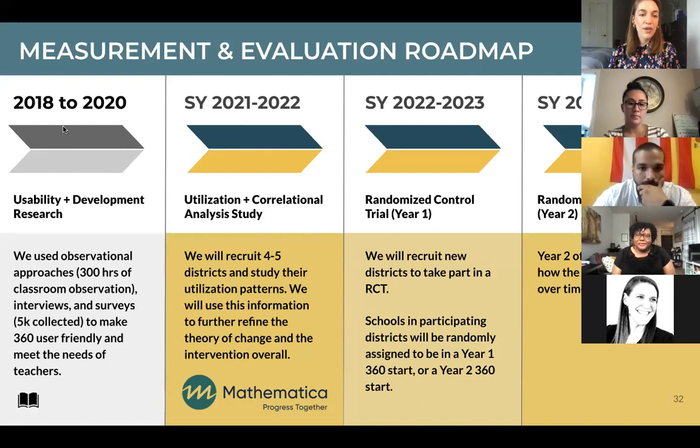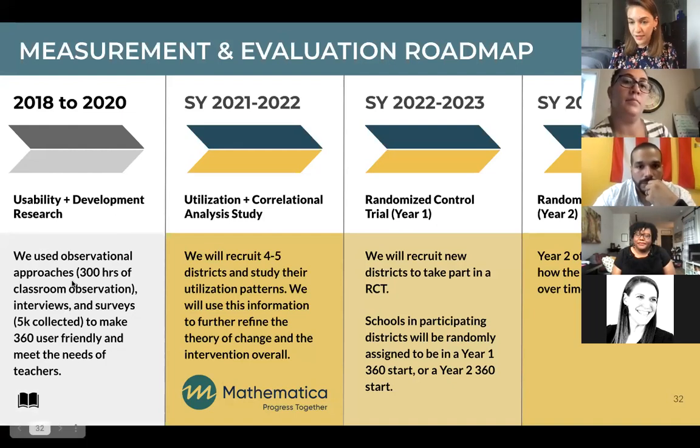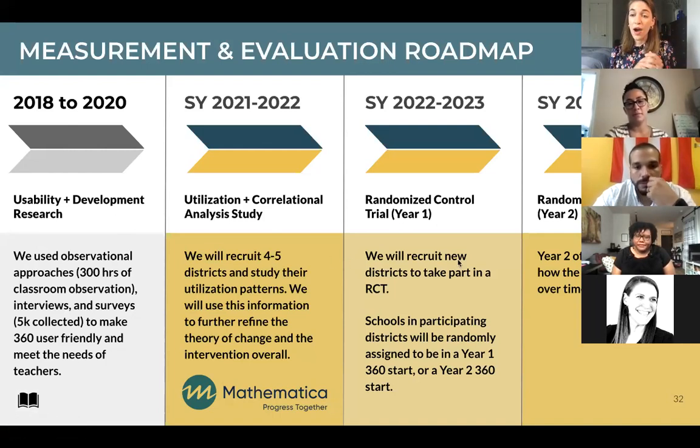In the first 3 years of our implementation, we were focused on observational approaches to really meet the needs of our users. But now we're moving into a different stage of our growth. CommonLit 360 is now live to the public as of June, and we're going to start recruiting schools for a longer, more in-depth study that will take 2 years. We'll be studying utilization, and then we'll be doing a randomized control trial study to measure our impact. That is something really exciting on the horizon in partnership with Mathematica.